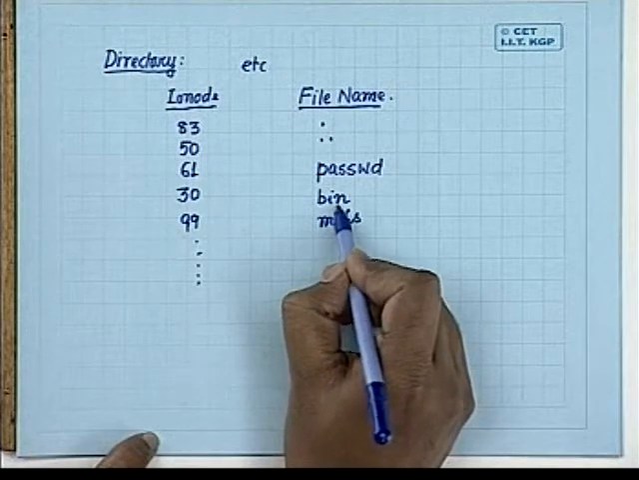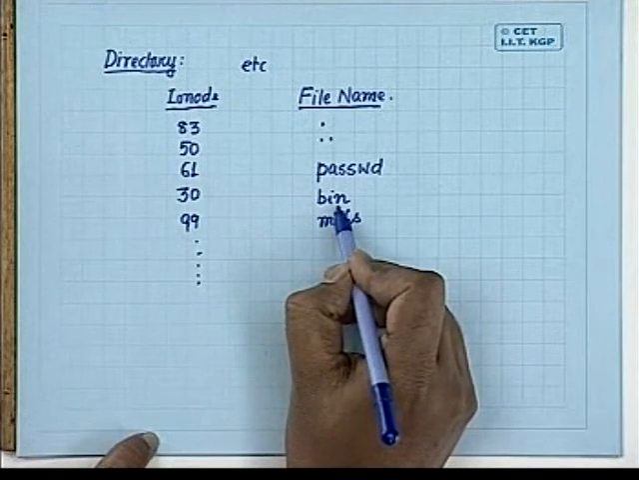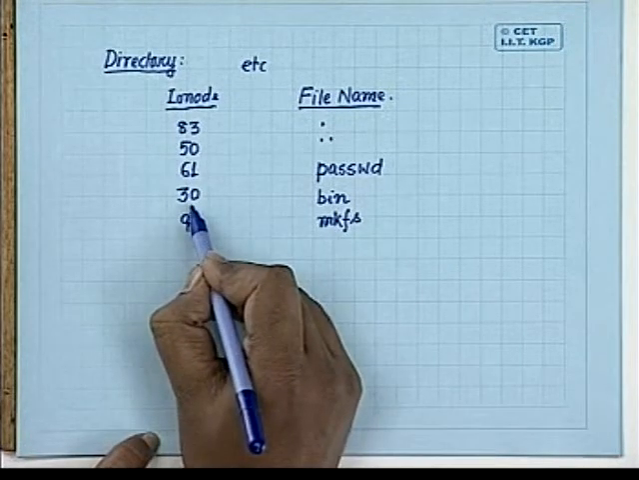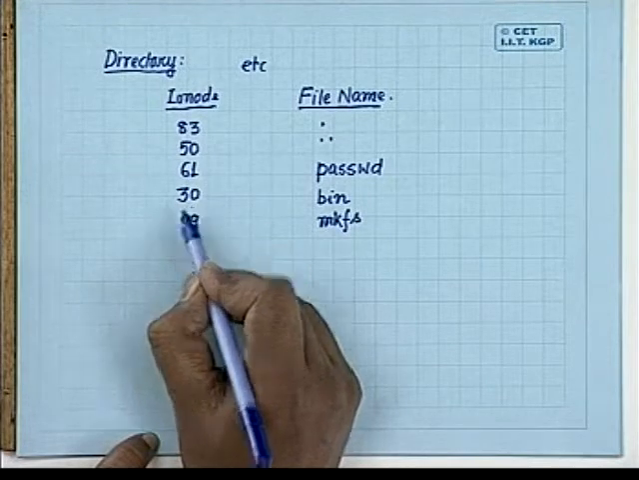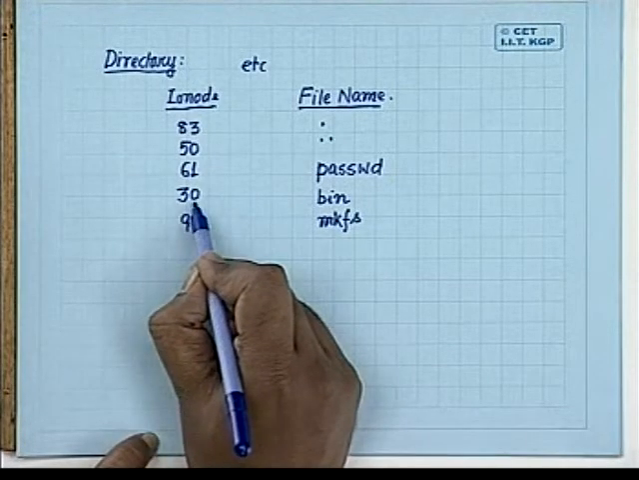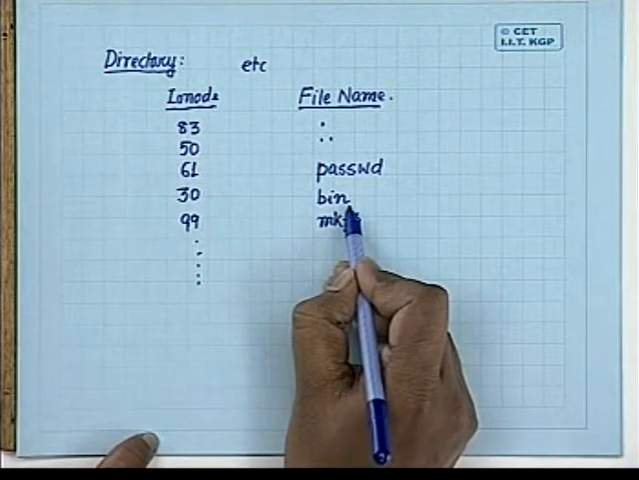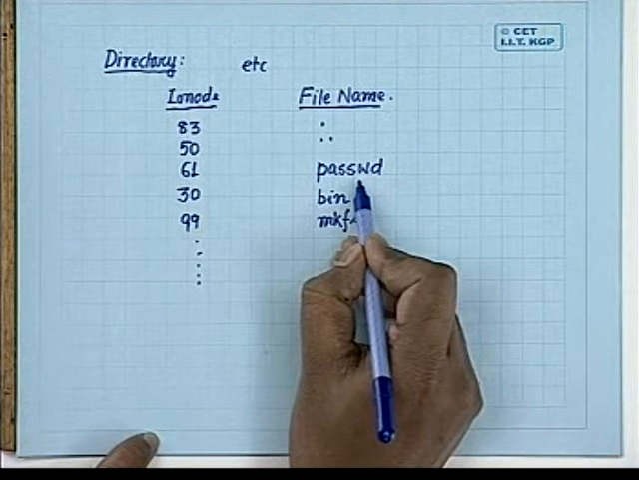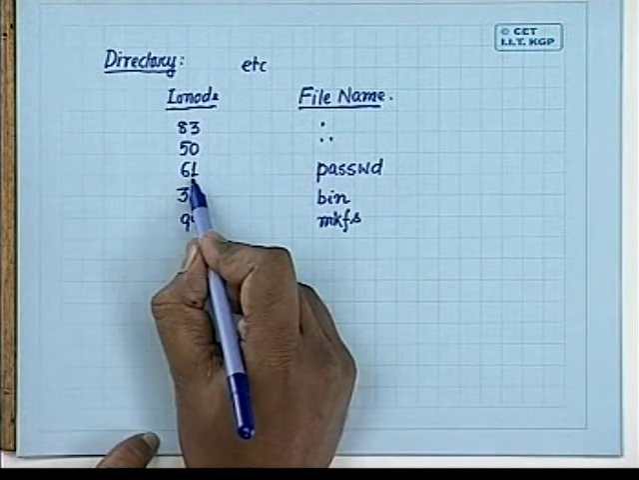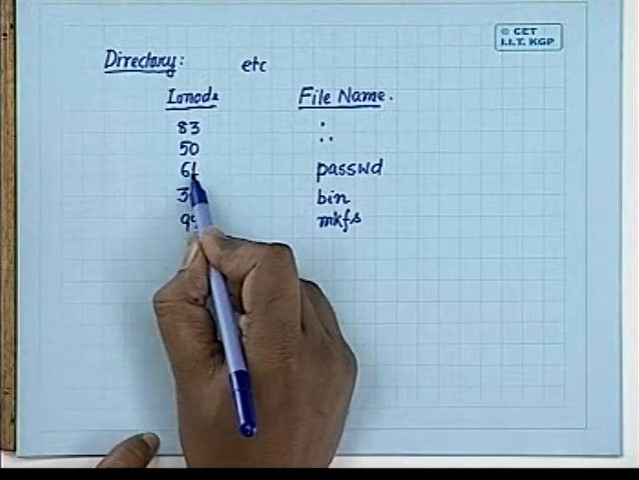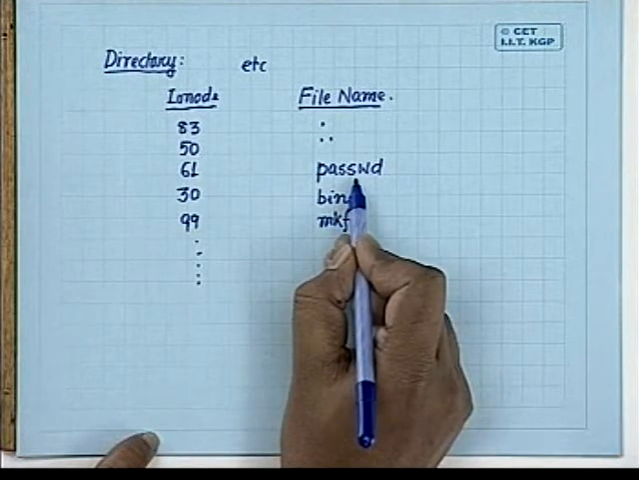Now, when I said bin is a subdirectory for which the corresponding inode number is 30, in the type field of inode number 30, it will be indicated whether this is a directory or a file. Password is a file, and the corresponding inode number is 61. So in inode number 61, it will be indicated whether password is a file or a directory.